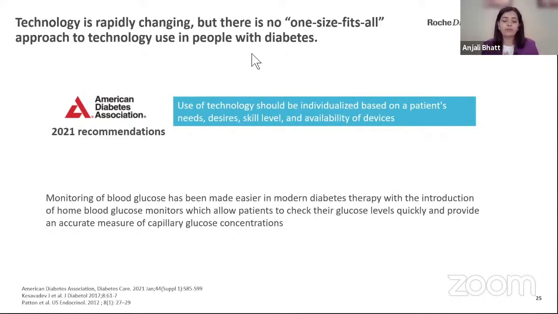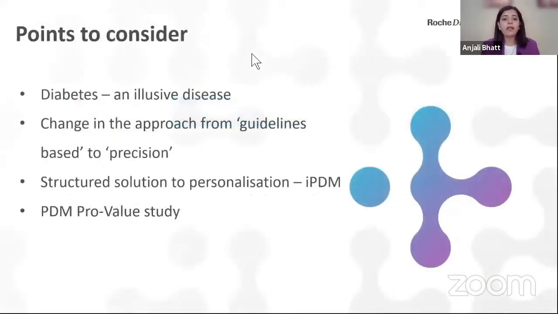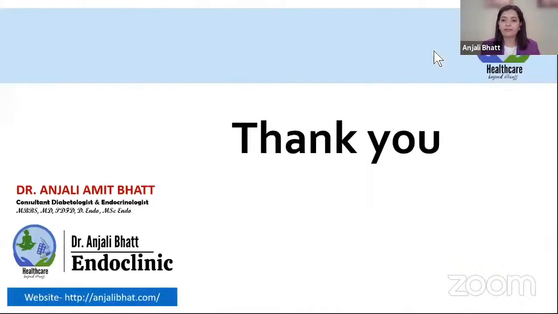This is one example that was tried in the ProValue study, but according to our needs and capabilities, we can have such solutions in our own clinics. And that way we can approach this disease, which is kind of elusive, and change our approach from guideline based to precision. I have shown you that such an approach needs to be structured so that it takes less time and gets implemented in a proper manner. And one of them we have discussed, and we can have a tailored approach according to the requirement.